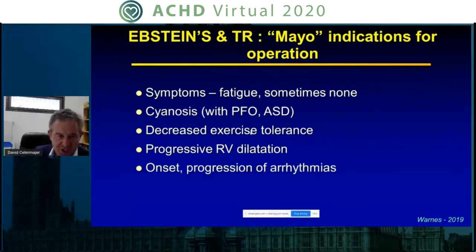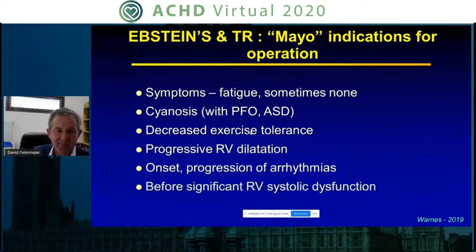Progressive RV dilatation, and the onset or progression of arrhythmia is a common indication. And of course, the tricuspid valve surgery then would be accompanied by anti-arrhythmia surgery and/or the placement of an electrical device, either a pacemaker with or without defibrillator capability. And what Carol and the generations of surgeons from Gordon Danielson onwards have been at pains to point out to the rest of us is that the timing of surgery should be before there's significant RV systolic dysfunction.